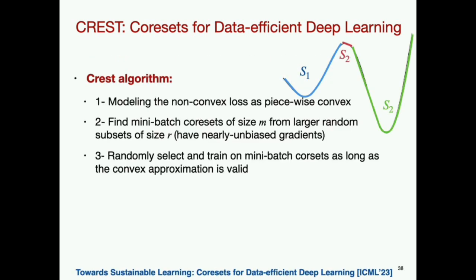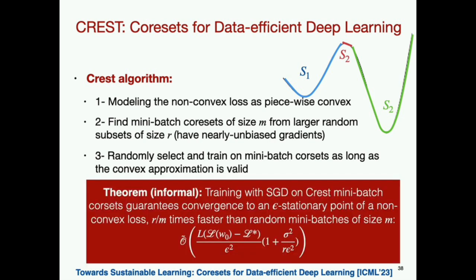Okay, now this is the final algorithm. And now we can get a guarantee for the convergence to a stationary point of our non-convex loss, the same one that training on full data converges to. And you see that we have this R in the denominator of the convergence rate. This is the size of the big mini-batch. So we are simulating training with large mini-batch size. And that's where the speed up is coming from.